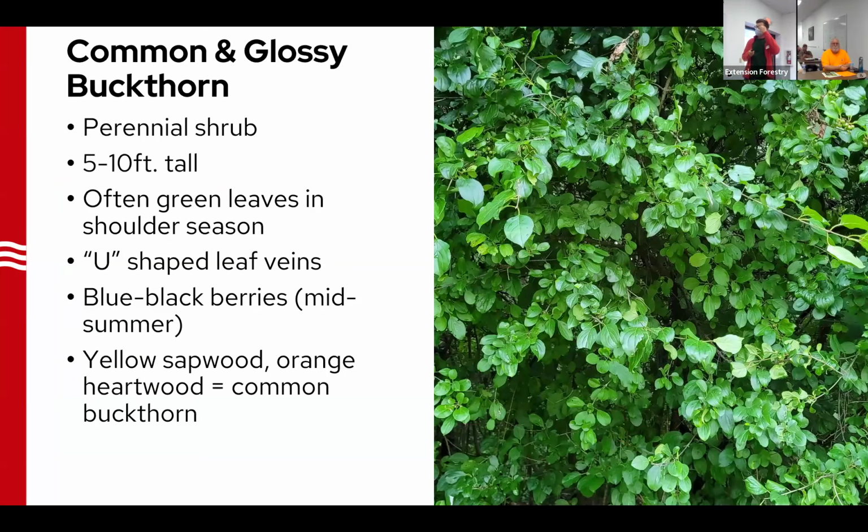Reviewing some things here, these are perennial shrubs. They're going to live longer than 1 or 2 growing seasons. They're often going to have green leaves in the shoulder season. They might be the first to emerge in the spring, and they might hold their leaves on longer in the fall. We also have blue-black berries that we can see on this specimen here. And common buckthorn also has this yellow sapwood and orange heartwood inner bark as well. So that's something we can look at to identify.